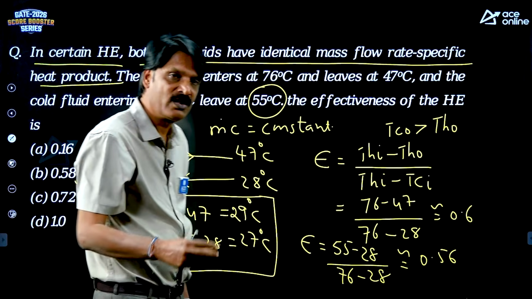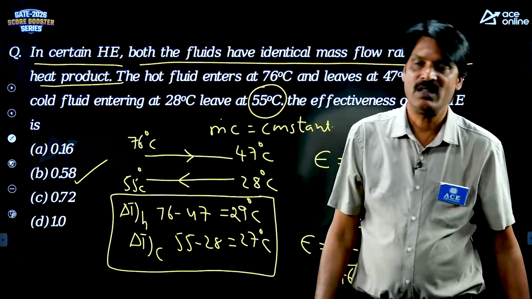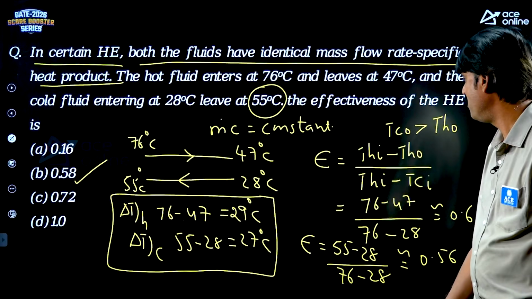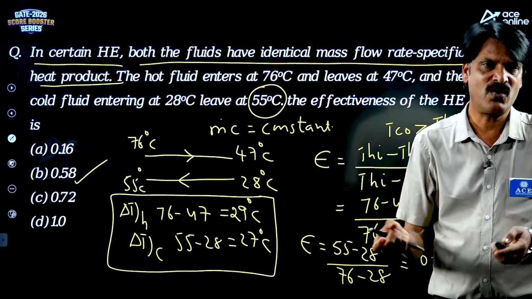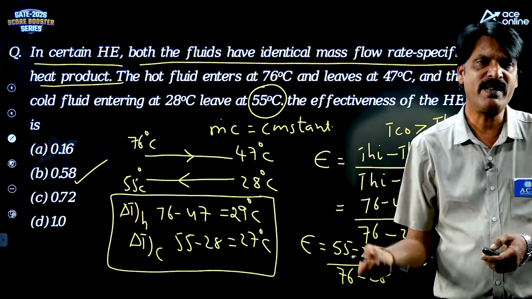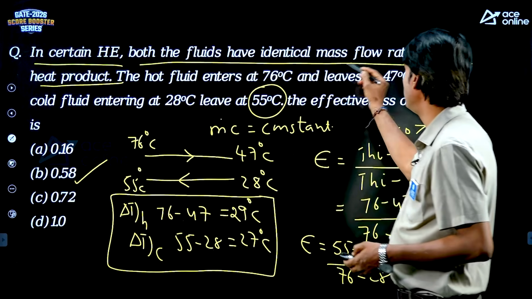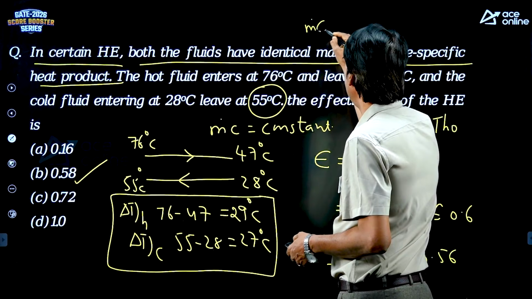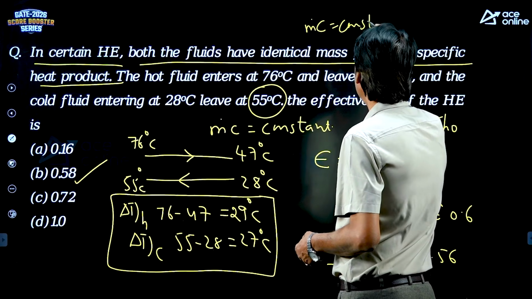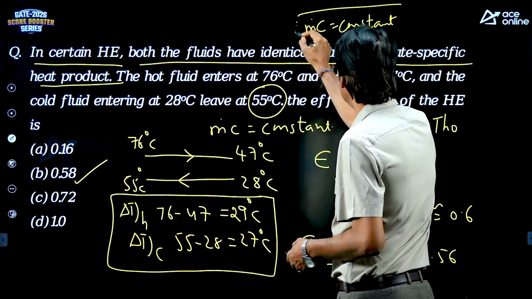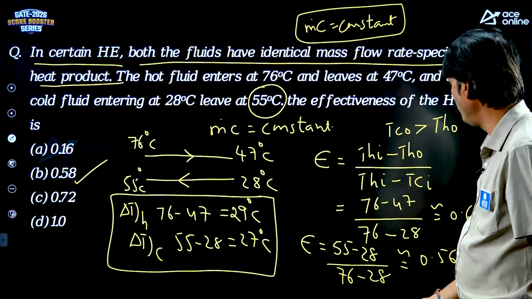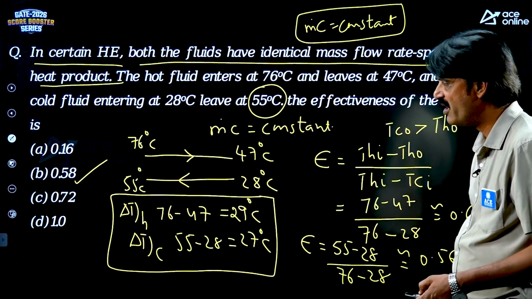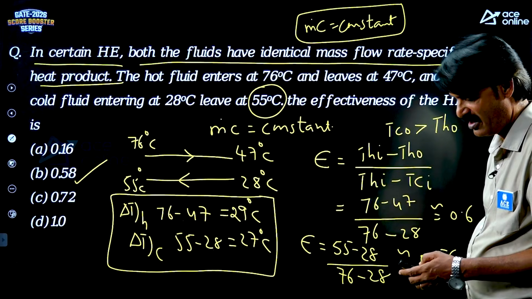You will be getting two values, around 0.6 or 0.56. But it is not so; both of them should be the same when the mass flow rate into specific heat is constant, but the heat exchanger is fouled. Under such situations, calculate on hot fluid basis, calculate on cold fluid basis, take an average, and the answer should be 0.58.